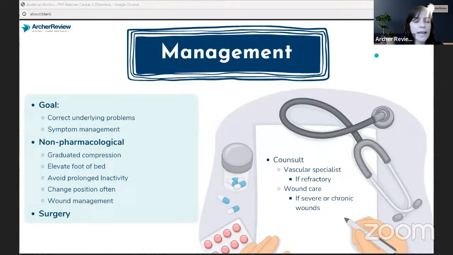So in our role in primary care, again, helping those patients understand what's the benefit of wearing compression stockings, elevating the foot of the bed, getting them to move and be active. That's going to help those muscles move the blood flow back to the lungs and the heart. So avoiding prolonged inactivity or just sitting or standing for a long time. Changing positions often is going to be really important, and checking for wounds and making sure skin care is addressed in your visit is going to be really important as well. And again, if it's getting really bad, get wound care involved, and then also a vascular specialist if they're looking for other treatment options, surgical treatment options.